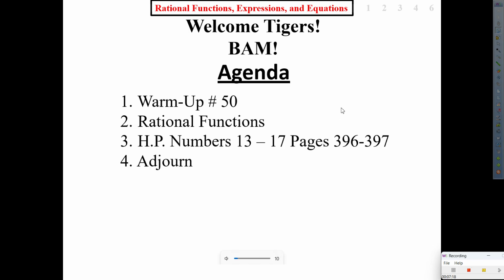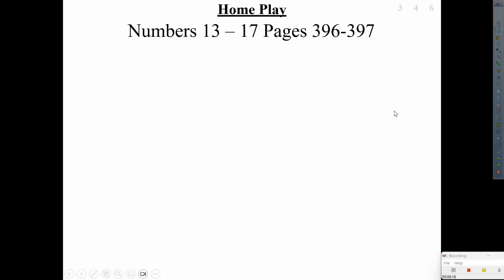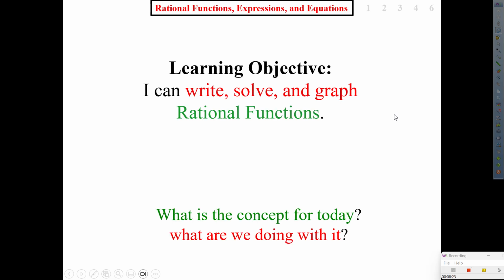Copy the code. EDSZR. Write that down. When you log into Nearpod with that code, the very first thing that's going to pop up is those 2 pages for the homework. Okay. All right. EDSZR. So, tonight's homework, once again, 13 through 17 only. All right, here we go.